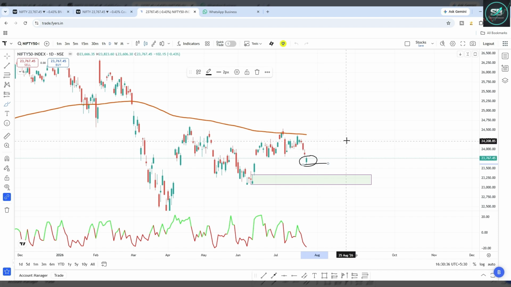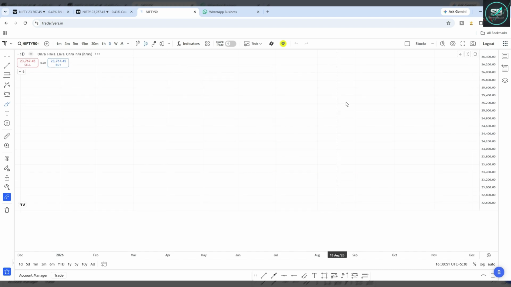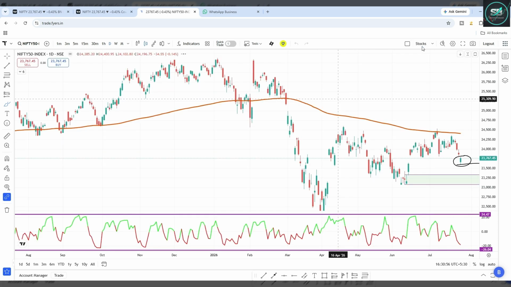And as we discussed our targets, 24,160 to 200 is the first target and 24,333 to 400 our next target. With this candle low as a stop loss also, we can still attempt a long here, but with very less quantity, in Nifty.